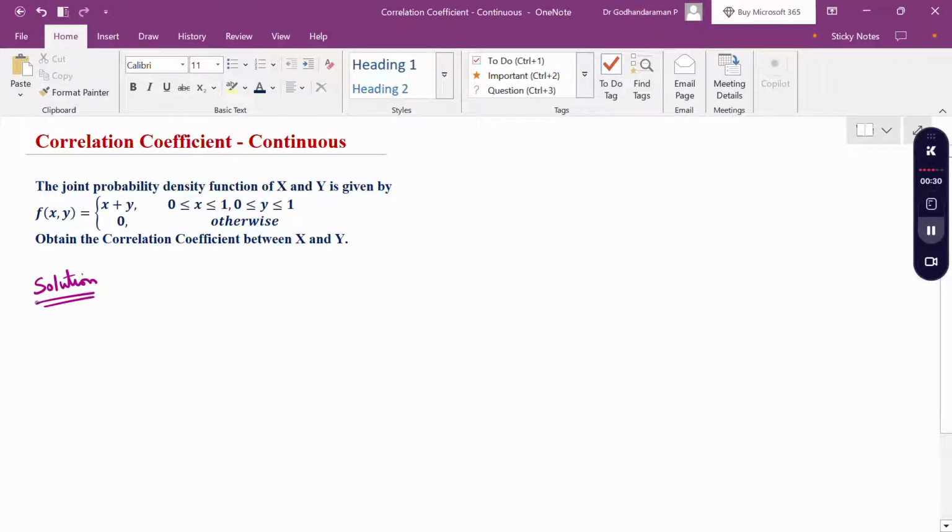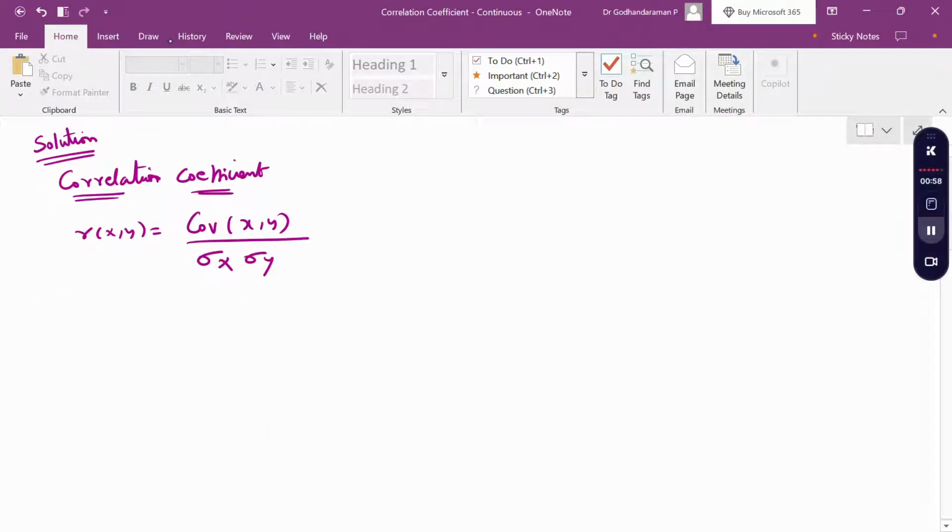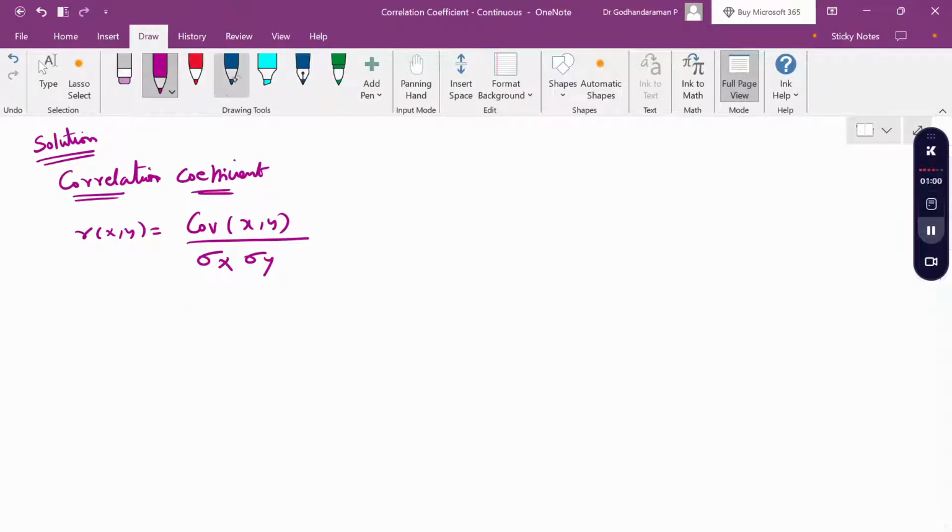Now to find the correlation coefficient, first of all, let us see the formula for the correlation coefficient. The correlation coefficient R of x comma y equals the covariance of x comma y divided by sigma x sigma y. So this is the formula for the correlation coefficient.